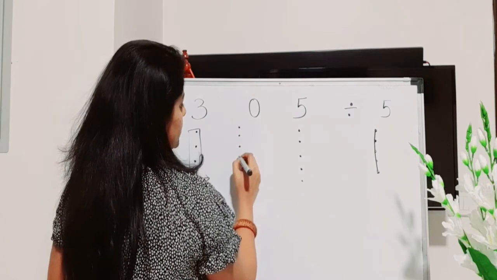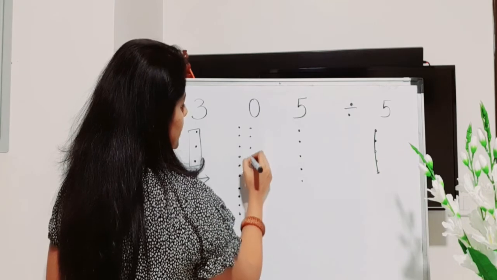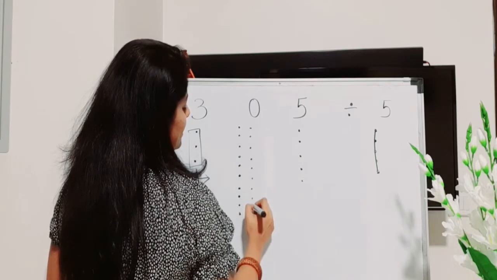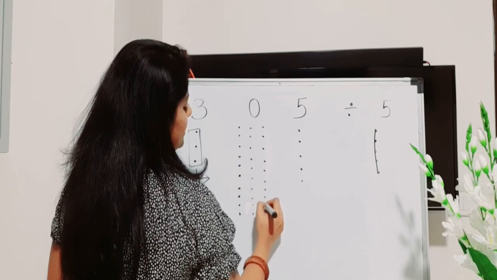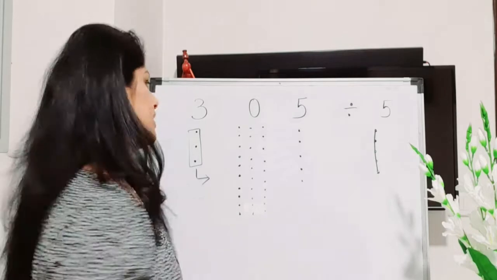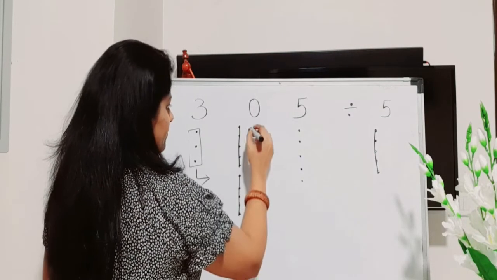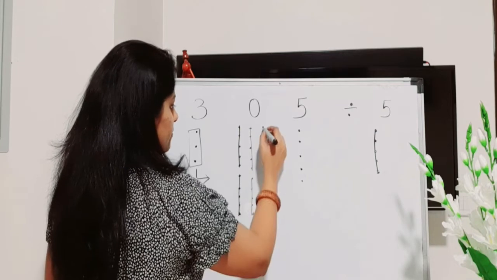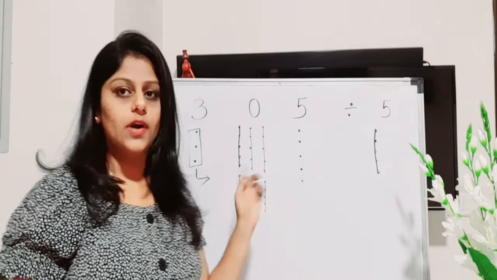So 1, 2, 3, 4, 5, 6, 7, 8, 9 and 10. Again 10, and again 10. Now you can see 5 dots you have to form in each column. Yes, we have 5 dots now. So these 5, 5, 5, 5 and 5. You can see all the dots in this column are over.